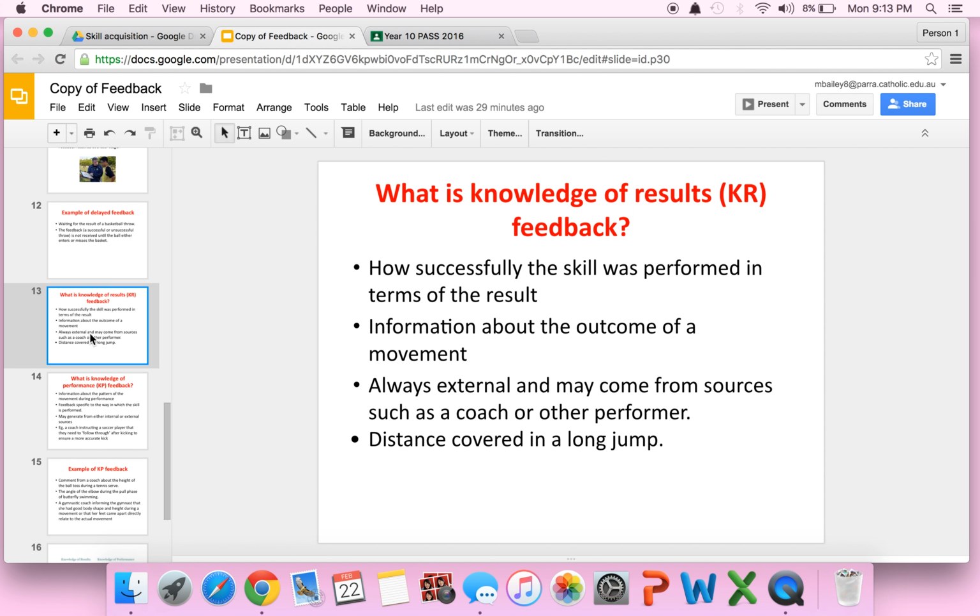The final two types of feedback we are going to discuss are knowledge of performance and knowledge of results. Knowledge of results refers to how successfully the skill was performed in terms of the results. For example, the distance covered in long jump, how many goals were scored in a netball game, or a score received for a gymnastics routine.